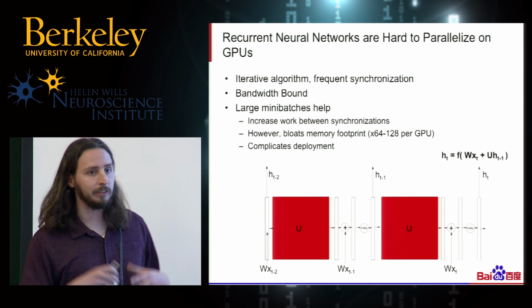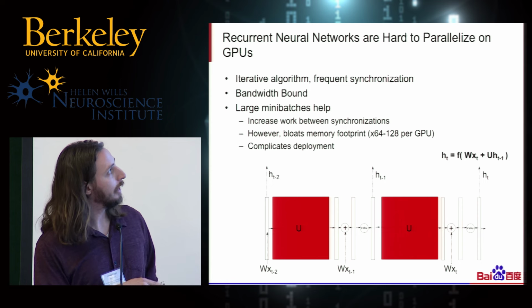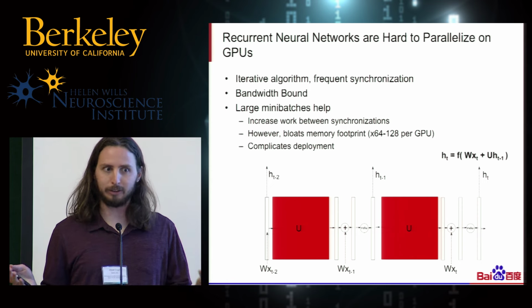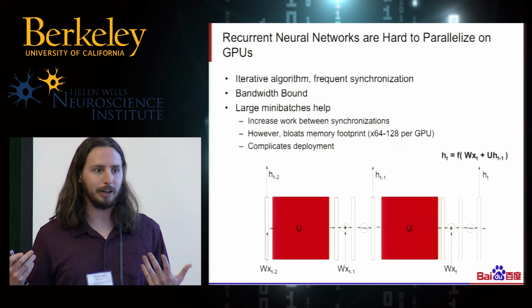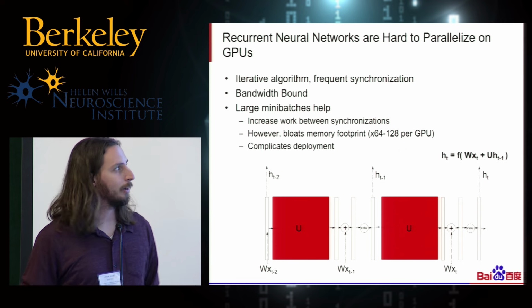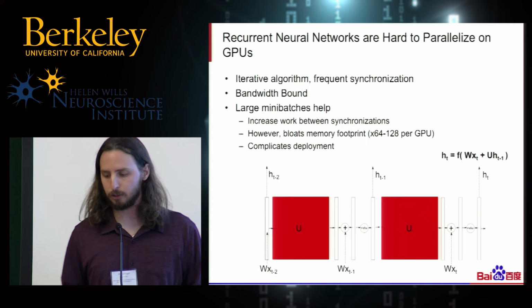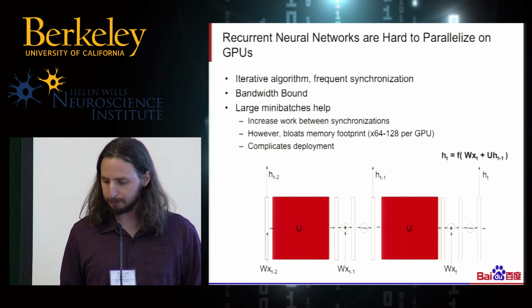And since we're working on these long sequences, it's difficult to store everything in memory because you now have 64 or 128 examples per GPU. It also complicates deployment because in a realistic system, like you said, life comes one batch at a time or one example at a time. But we've actually developed ways of batching user requests to do mini batches in deployment.